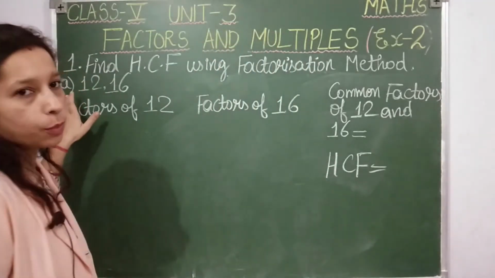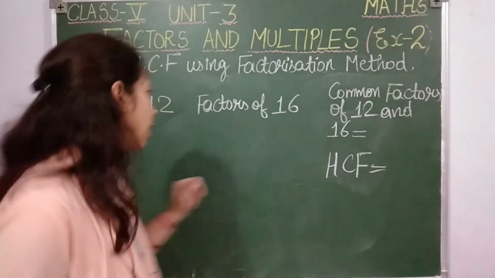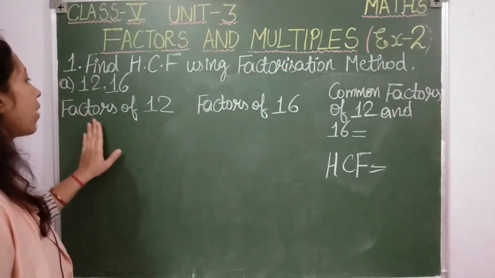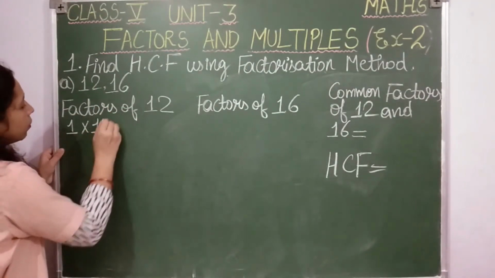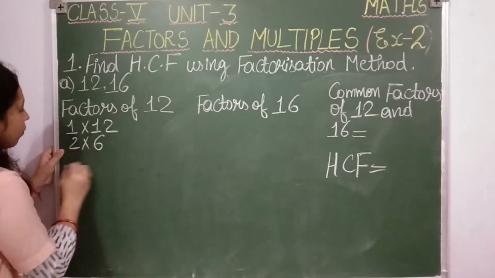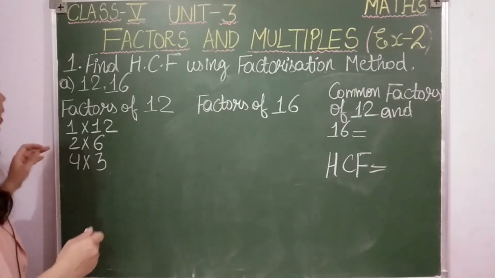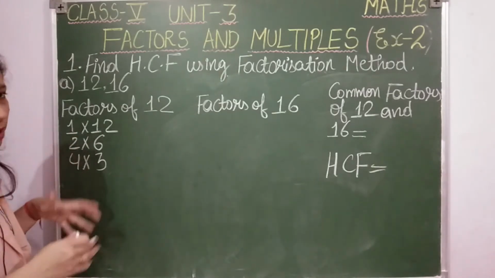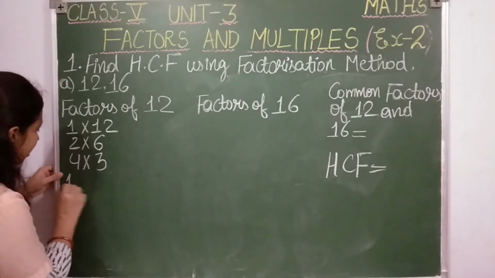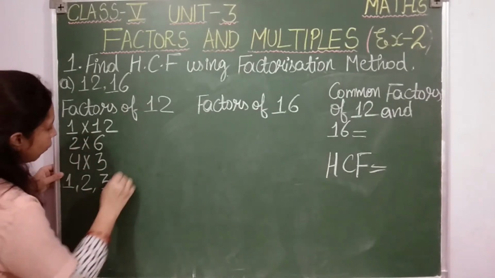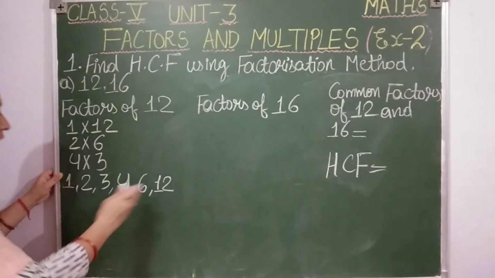So I have taken the first point, 12 and 16. We have to find its HCF using factorization method. So let us start, students. First I will write factors of 12. So 1 12s are 12, 2 6s are 12, 4 3s are 12 or 3 4s are 12, then 6 2s are 12, 12 1s are 12. No need to repeat the multiplication, simply once we have written. Now the factors are 1, 2, 3, 4, 6 and 12. So students, these are the factors of 12.